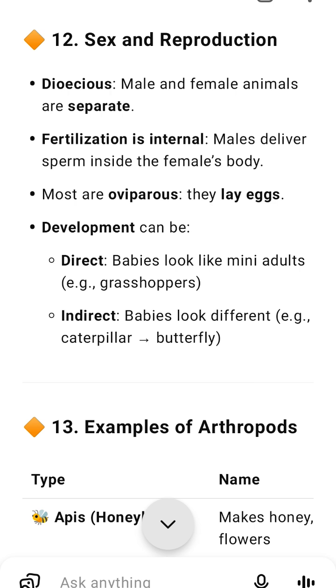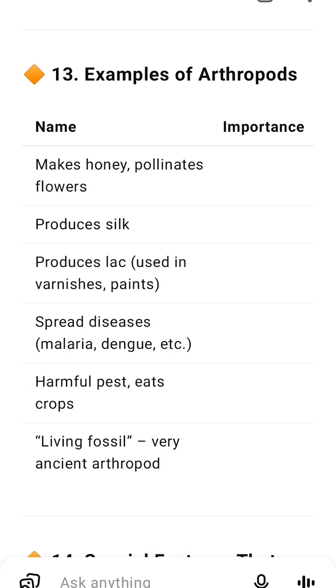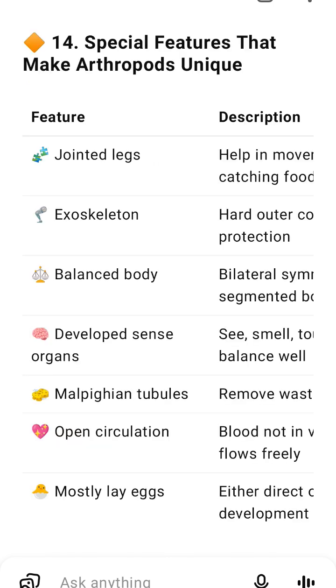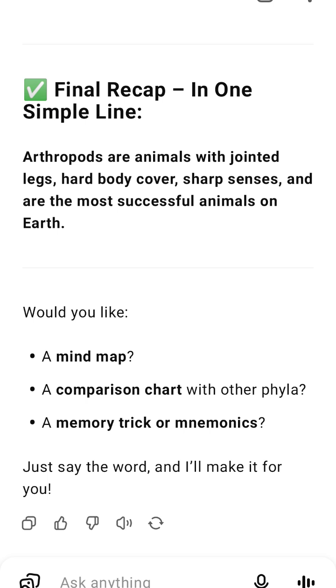14. Special features that make arthropods unique. Feature, description. Jointed legs: help in movement and catching food. Exoskeleton: hard outer covering for protection. Balanced body: bilateral symmetry, segmented body. Developed sense organs: see, smell, touch, and balance well. Malpighian tubules: remove waste. Open circulation: blood not in vessels, flows freely. Mostly lay eggs, either direct or indirect development.